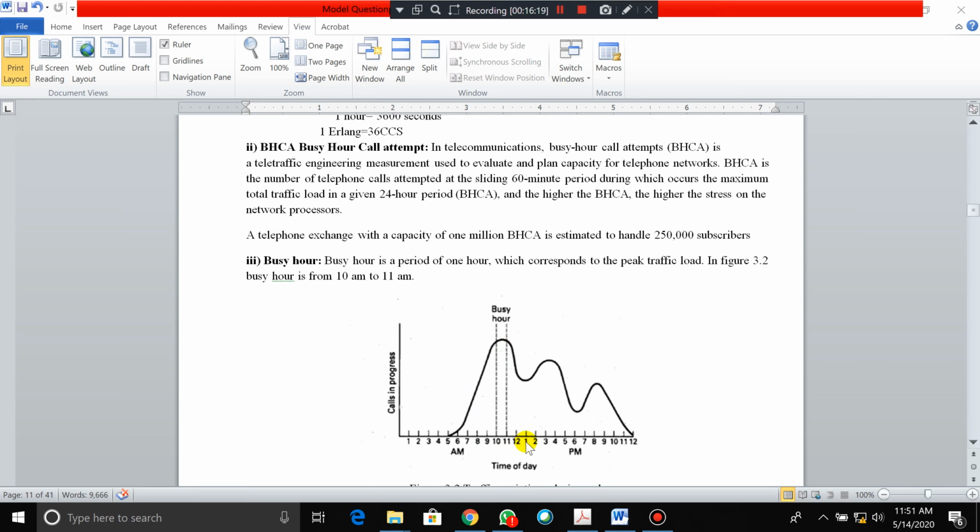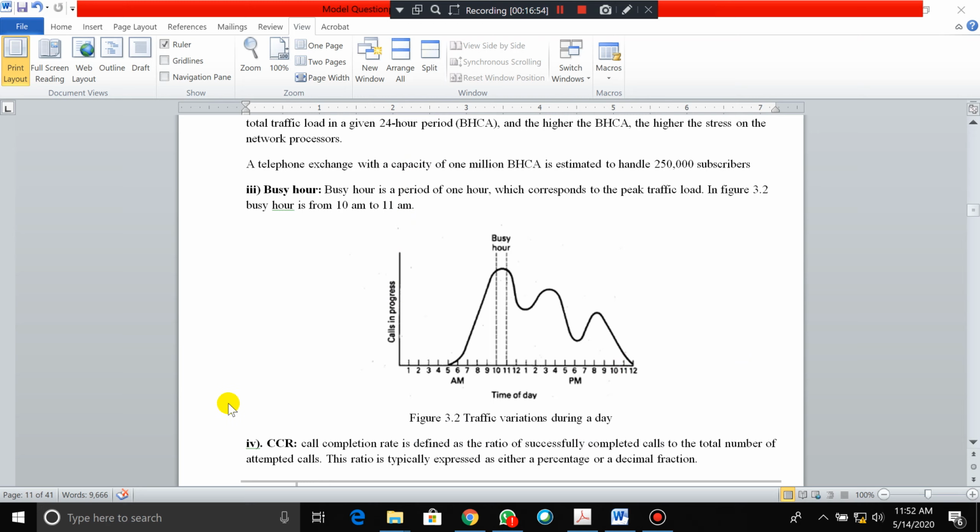As it becomes afternoon, it gets low because they go for lunch. After they come back from lunch, the calls may increase. Again during 6 to 7, the people move from office to home, so the calls drop again. When they reach home and settle down, from around 7 to 8 till 12, the calls increase again, and around 12 it almost flattens. So this is what the curve looks like, and this particular 1 hour is called the busy hour.